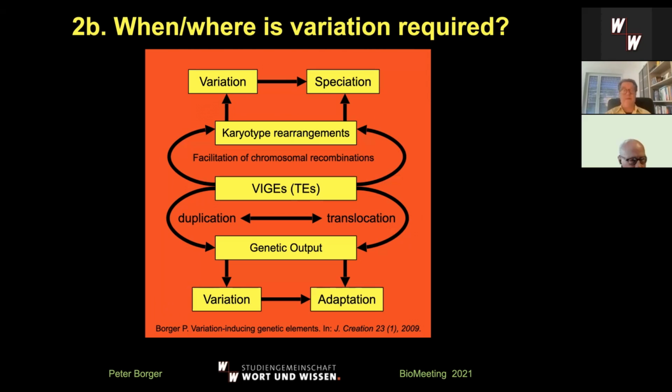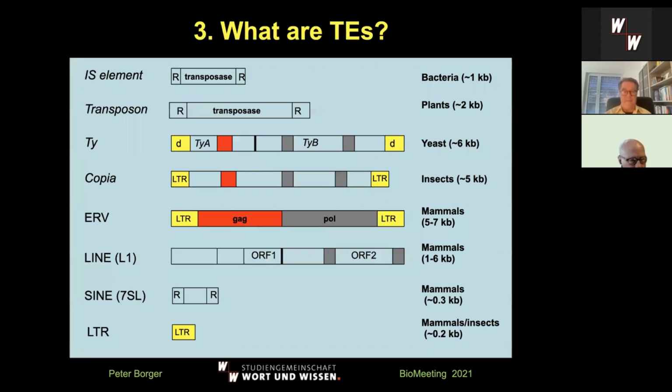On the other hand, and this is shown on the bottom of this panel, TEs are also involved in duplication and translocation. They easily translocate, they easily duplicate, and in the presence of genes, they regulate the genetic output. And also, if you vary the genetic output, this is also known as variation. And this can easily lead also to adaptations. And many adaptations in nature have already been linked to the effects of transposable elements.